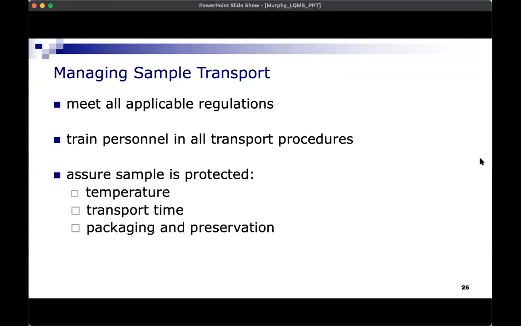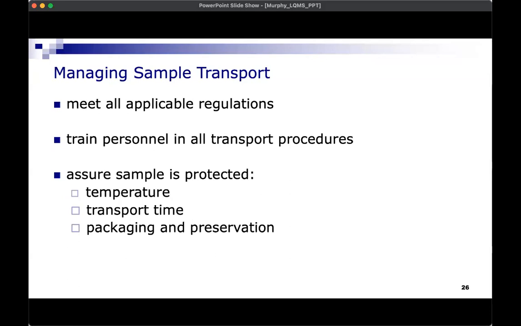You need to make sure the samples are protected for temperature. If refrigeration is needed, maybe use a cool box with ice packs. If frozen temperature is necessary, you may need to purchase frozen ice. And also think about the transport time in the packaging. If it's going on a 3-day long journey, you're going to need to plan to have enough dry ice that it will last that 3-day long journey.